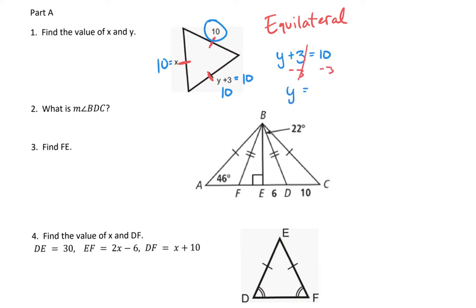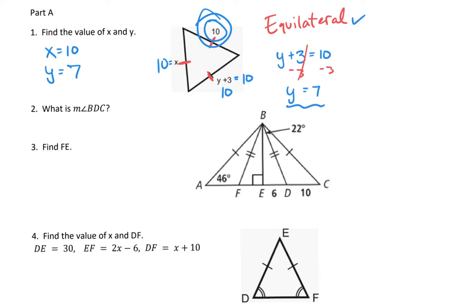and y equals 7. So find the value of x and y. If all the sides have a length of 10, then x equals 10 and y equals 7 because it was an equilateral triangle. Very cool.